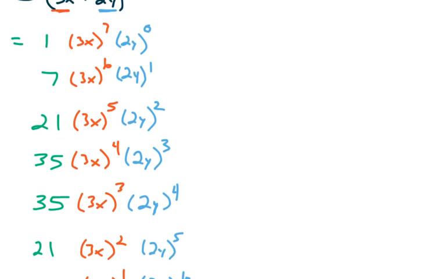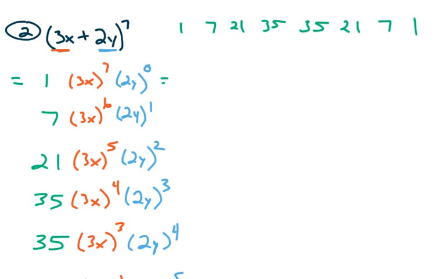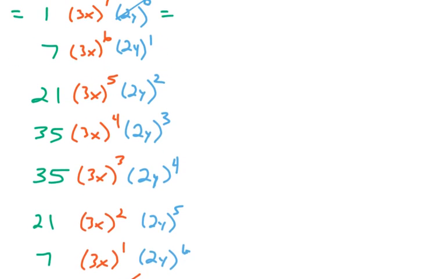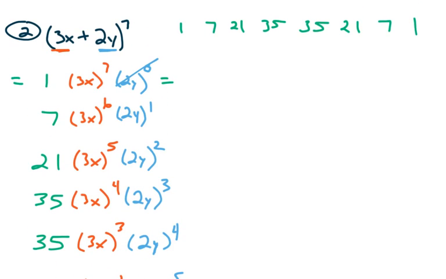So what I'm going to do now, I'm going to multiply some of this stuff out. 2y to the 0 power, that's 1. And if I go down here, 3x to the 0 power, that's also 1, so we don't need to worry about that. 3x to the 7th power, we need to do 3 to the 7th and x to the 7th.